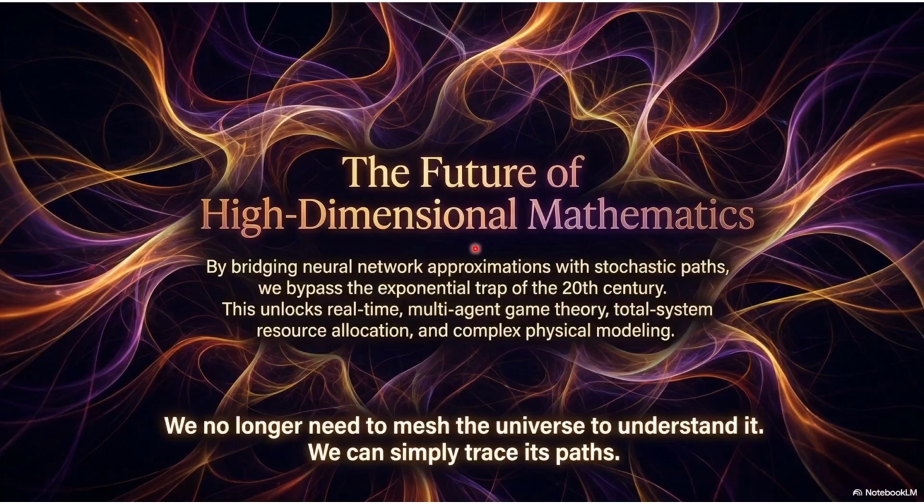So, to conclude, the future of high-dimensional mathematics relies on abandoning the grid by bridging neural network approximations with stochastic paths. We bypass the exponential trap of the 20th century. This breakthrough unlocks real-time multi-agent game theory, total system resource allocation, and highly complex financial modeling. So, as a final thought, we no longer need to mesh the universe to understand it. We can simply trace its paths.